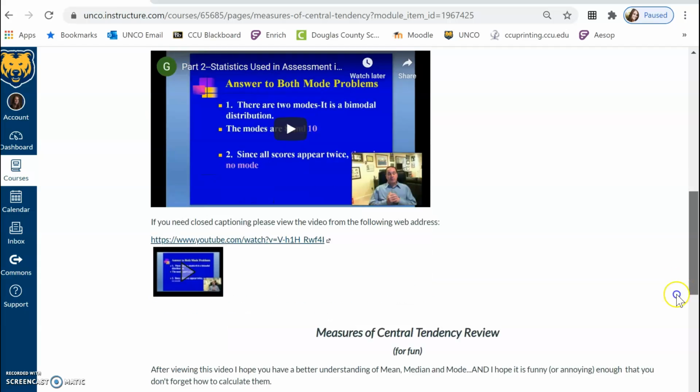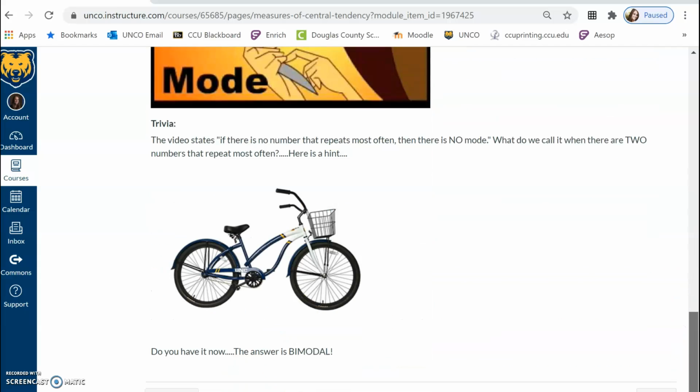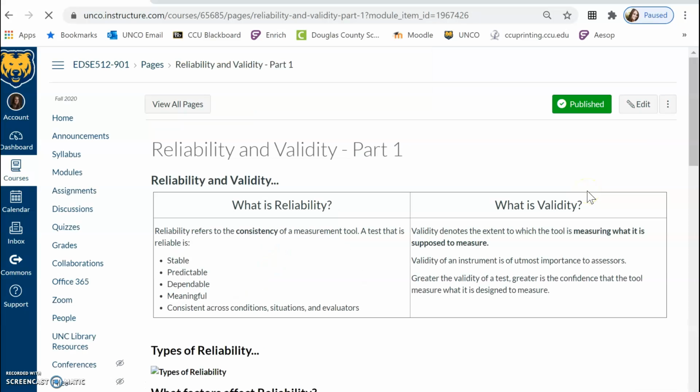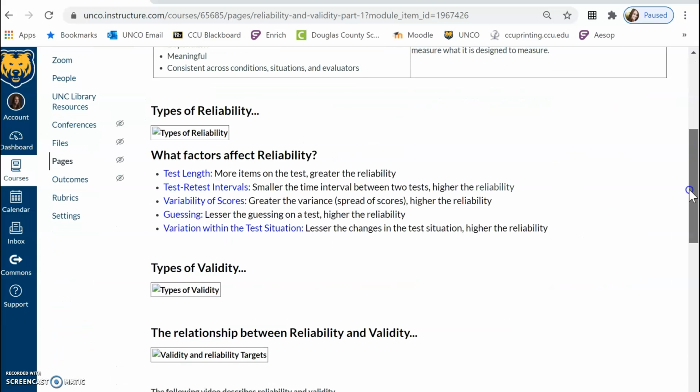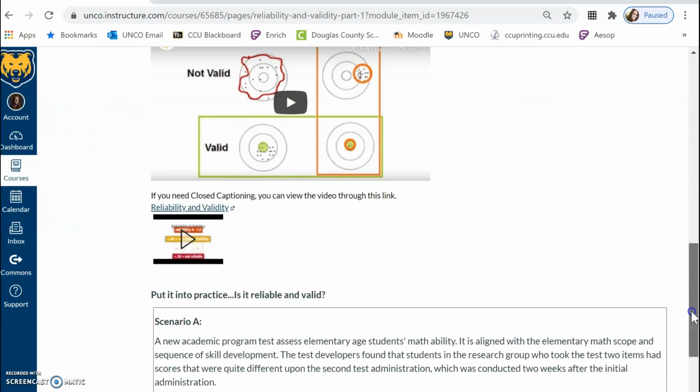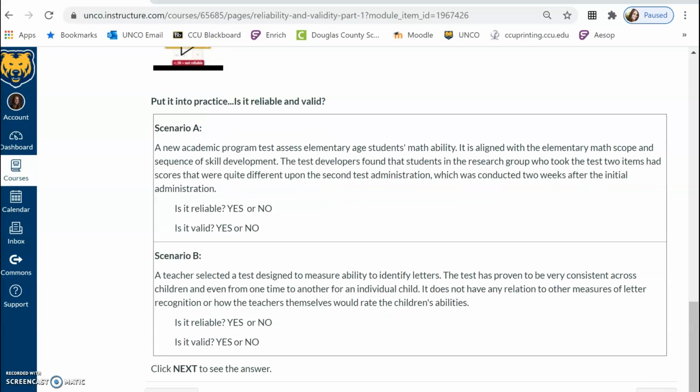Videos on the measures of central tendency. This really is a review of mean, median, and mode. These are pieces of information that you may have covered in previous statistics courses, as well as the topics of reliability and validity. So there is a video here, a couple scenarios for you to review.